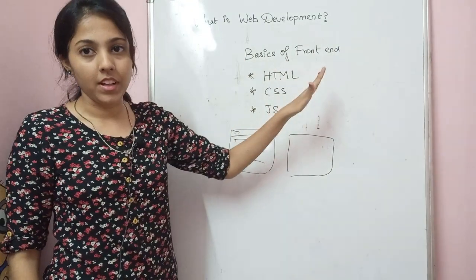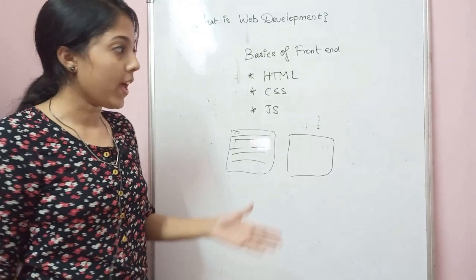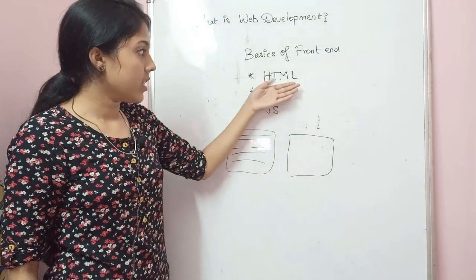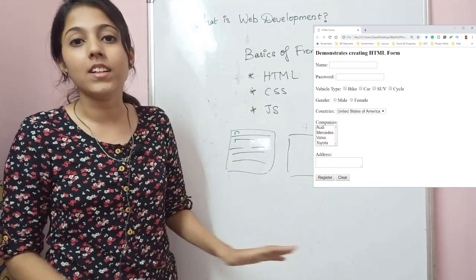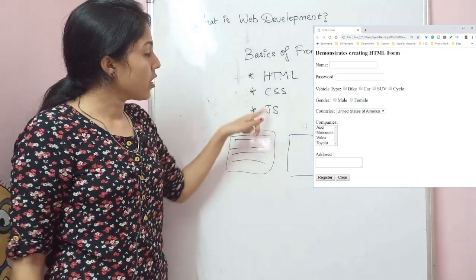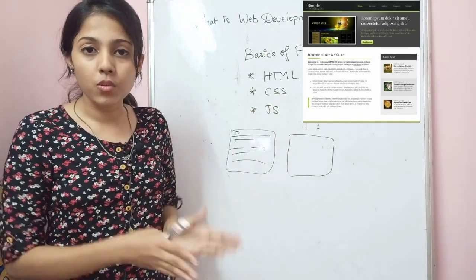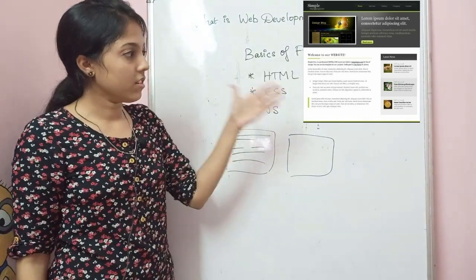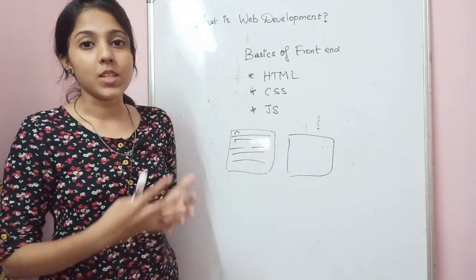Then the basics of front end. First one is HTML. HTML is HyperText Markup Language. After you write your HTML code, if you see the website, it looks like an organized format only, but it is not eye-catchy. So you use CSS, Cascading Style Sheets. If you use CSS, your website will look catchy like this. And then JavaScript. It is a response from the user.